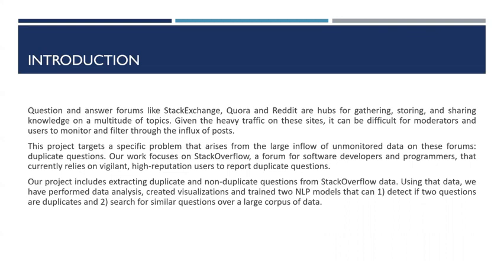The first model was designed to see if two questions, both provided by the user, are duplicates of each other. Our second model is meant to take a single user input question and search the entire Stack Overflow data set and see if there's anything similar that already exists that could potentially answer the question faster. So those are basically the two main goals of our project, and those are what we strive to accomplish.